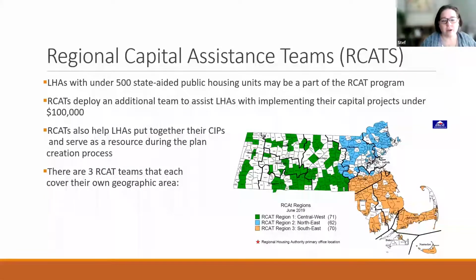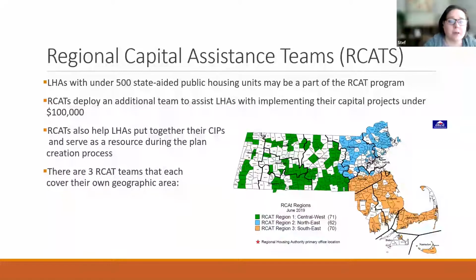There's also a program that we have called the Regional Capital Assistance Teams. Housing authorities with under 500 state-aided public housing units may be a part of the RCATS program. The RCATS have an additional team that assists housing authorities with putting together their capital plans, and they also implement projects themselves, as project managers for projects that are under $100,000.